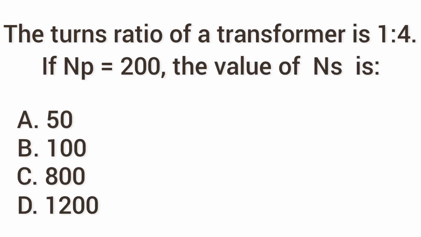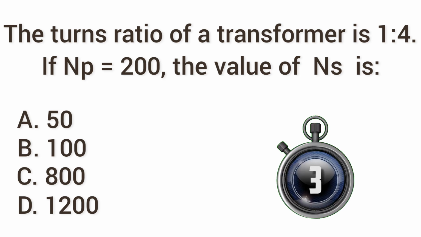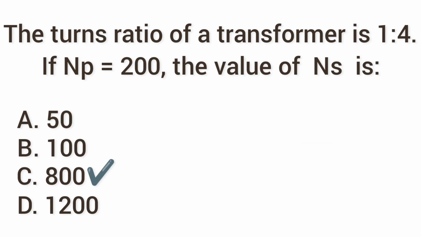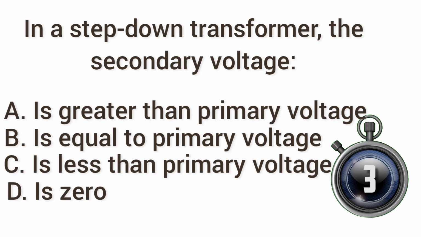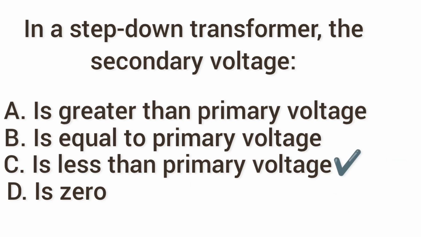The turn ratio of a transformer is 1:4. If Np is equal to 200, the value of Ns is. Right option is C, 800. In a step down transformer, the secondary voltage. Right option is C, is less than primary voltage.